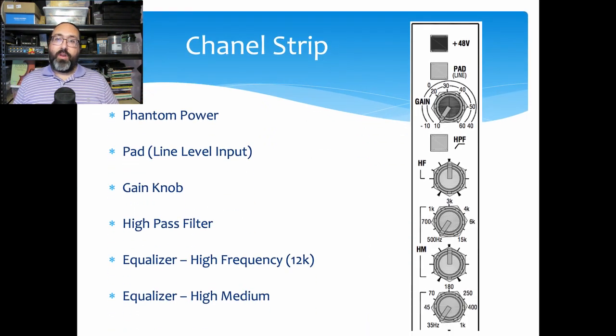So at the very top is the button to select phantom power. We've talked about phantom power. It is 48 volts, hence it has a big plus 48 button on it. Yay, 48 volts. This shouldn't slap you right in the face.